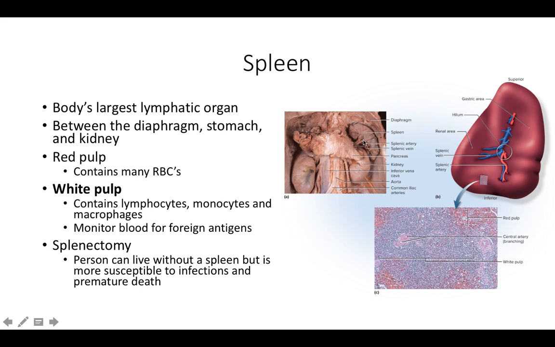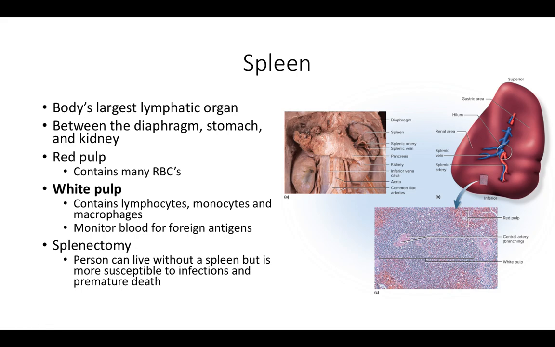spleen sits underneath the liver. It's going to be sort of on top of the kidney, so if you flip the spleen over to the left, the kidney will be to the right of it. That's your left kidney. And then the stomach would be over here if the digestive tract was there. So it sits between the kidney, the stomach, and the diaphragm, or in the case of your mink, the liver.